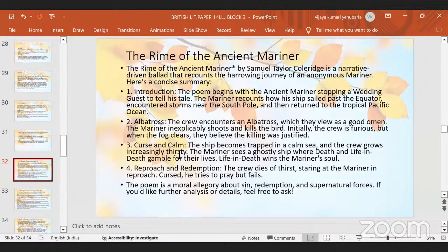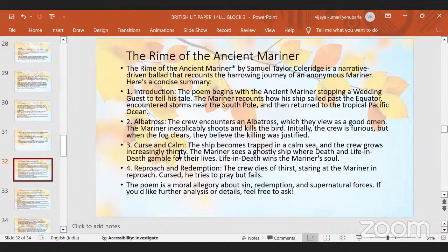Initially the crew is furious. The crew is very angry because they believe that the albatross is a good sign. But now this mariner killed that bird without any reason. But after killing that bird, the fog over there clears. So they believe that the killing was justified. They think it's okay because he killed the bird, nothing has happened, and it is clearing the way.